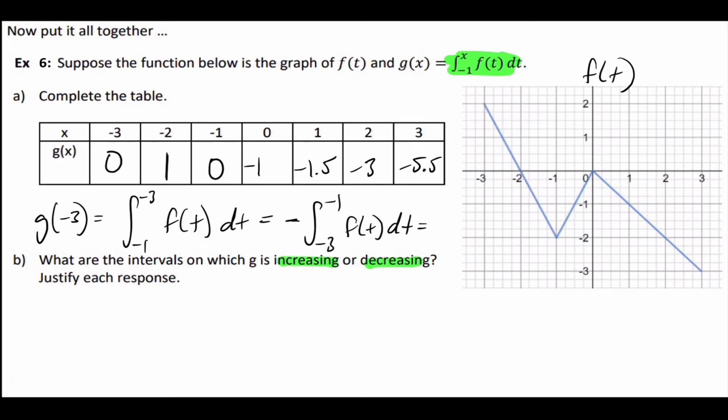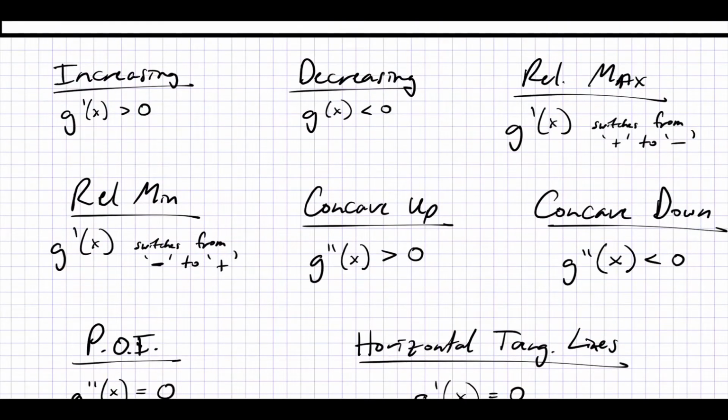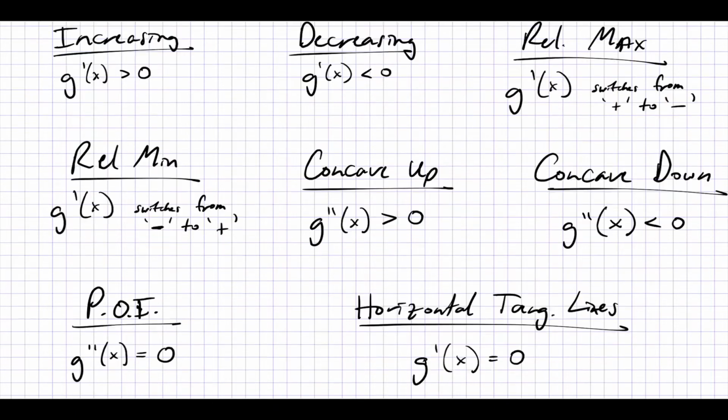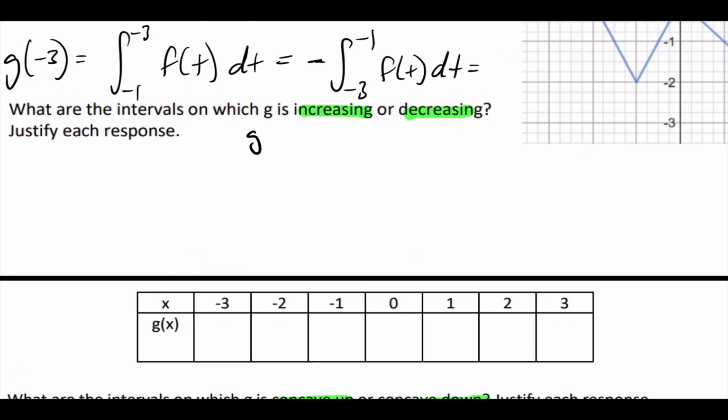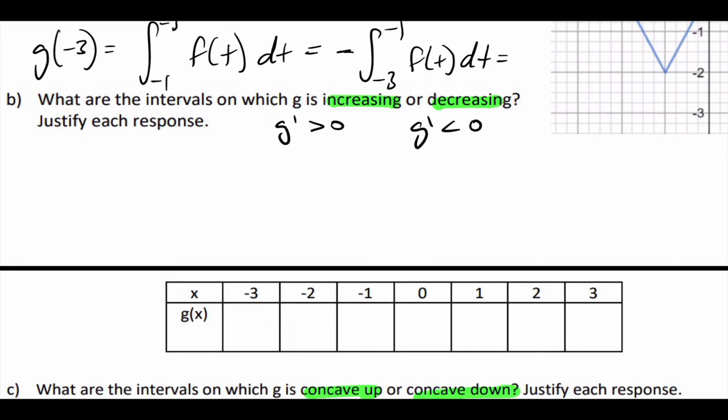Okay, so let's go back to our list. G is increasing or decreasing when the derivative is positive or negative. Okay, so let's go back to G. We need to know when G prime is positive, and we need to know when G prime is negative. That's what we need to know. That's going to be our justification. Why is it increasing? Because G prime is positive. Why is it decreasing? Because G prime is negative.